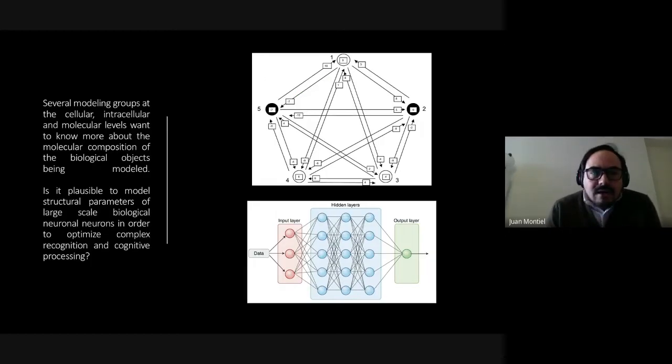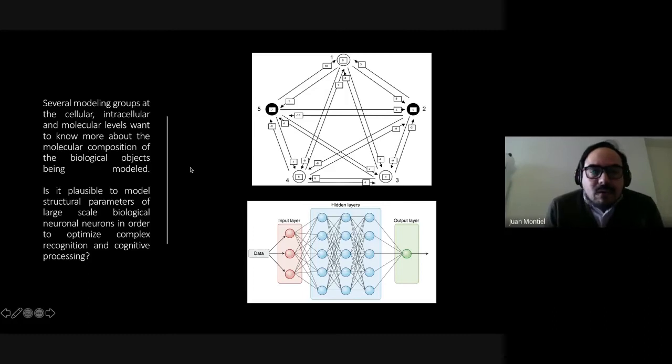Going back to the network that I showed you before, I know that several modeling groups at the cellular, intracellular, and molecular levels, and even more in the complexity of the neuron, would like to know more about the molecular composition of the biological objects that have been modeled.